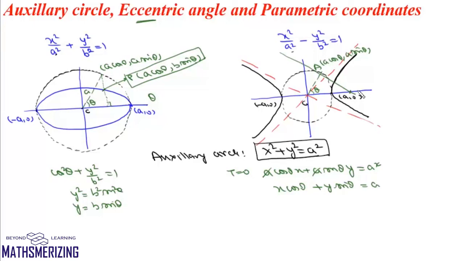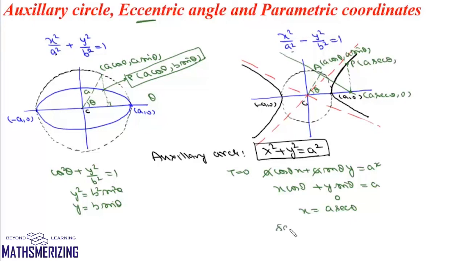Now we'll find the point where this tangent meets the axis of this hyperbola. So it meets the axis of this hyperbola when the y coordinate is 0. So we'll put the y coordinate as 0, we'll get x as a secant theta. So the coordinate of this point A will be (a secant theta, 0). Now from this point, we'll draw a perpendicular on the hyperbola. So if we draw a perpendicular on the hyperbola, then the x coordinate of this point P will be a sec theta.